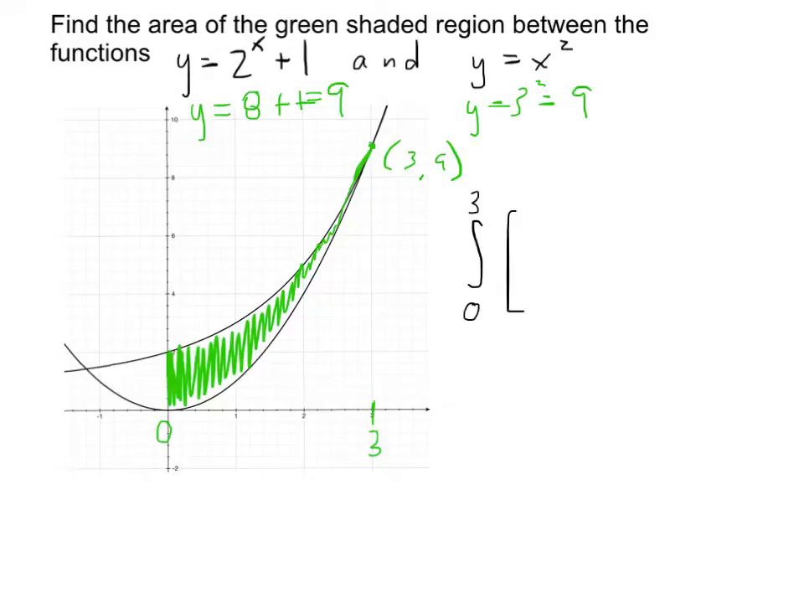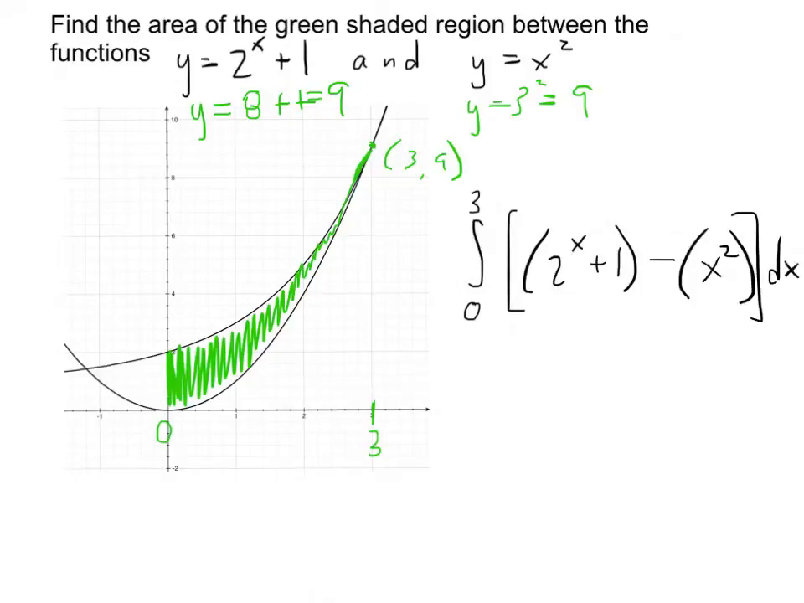Now of what? I'm supposed to do the top function minus the bottom function. Well, clearly the top function here is the exponential function. That's this one. So that's 2 to the x plus 1, minus. Now the bottom function is clearly this parabola function, which is our x squared function. So minus x squared dx. Right? And there it is. That's our integral expression for the area.